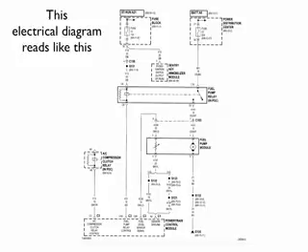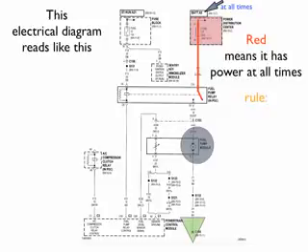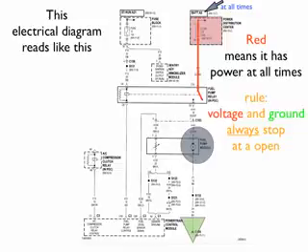In an electrical diagram, here's the three things that we locate before we start looking at the map. Notice the word up here, battery. Now that means the source of this power is the battery. Now, you know, a battery is not turned on. It doesn't have a switch. There's power in that battery at all times. So we're going to color that red because red means it has power at all times.